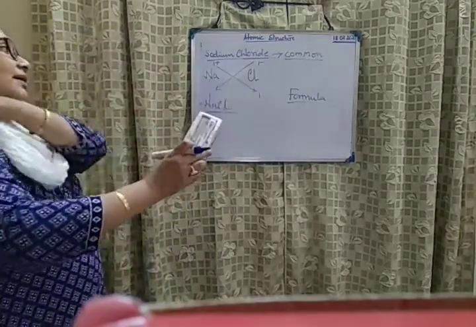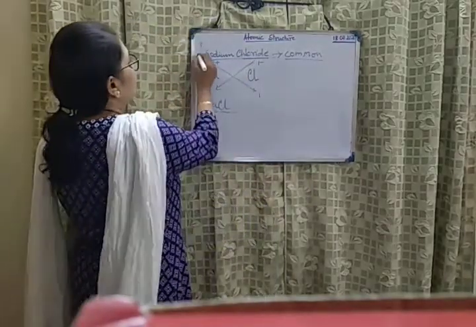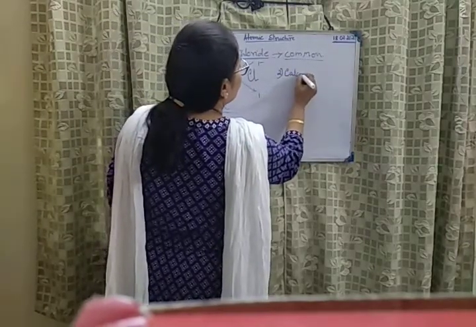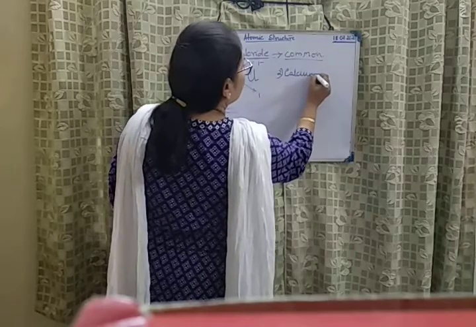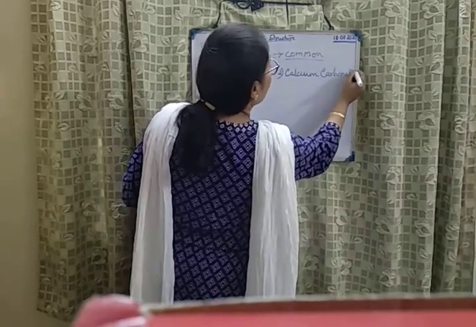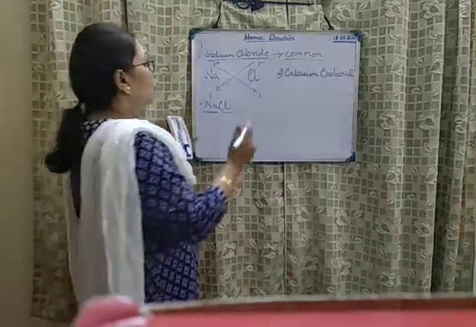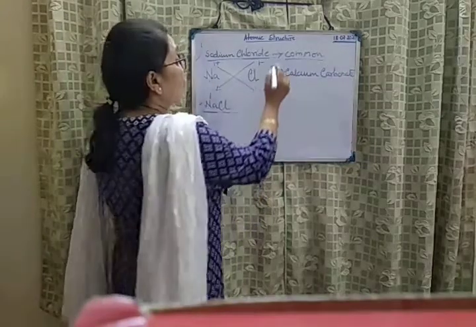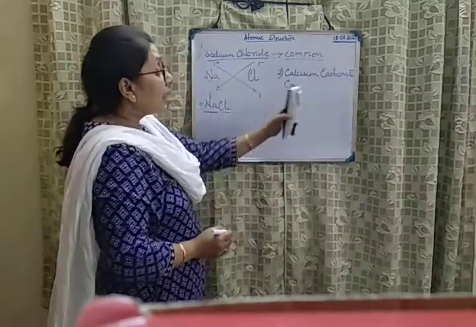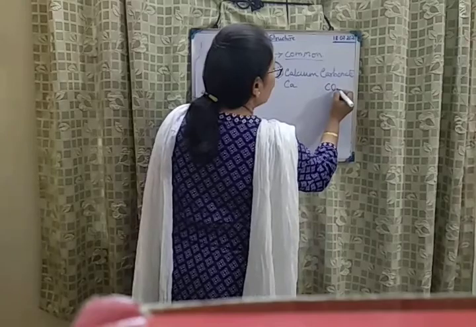If you take another compound, let's take calcium carbonate. Again, this is a compound which is known to you, the chalk, calcium carbonate. What is the symbol of element calcium? It is capital C and small a. Carbonate is the compound radical having the symbol CO3.